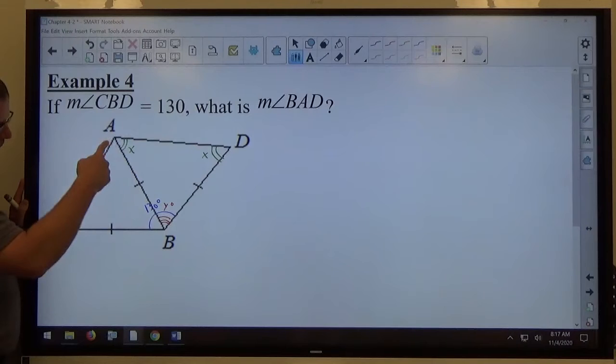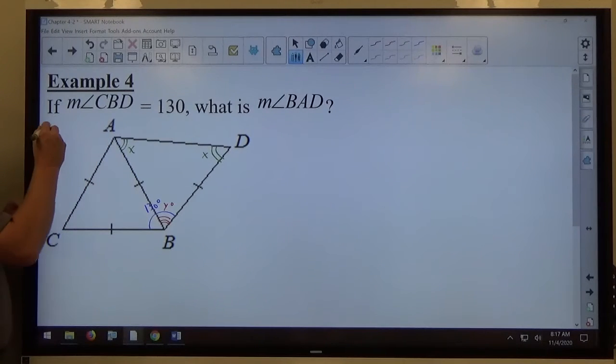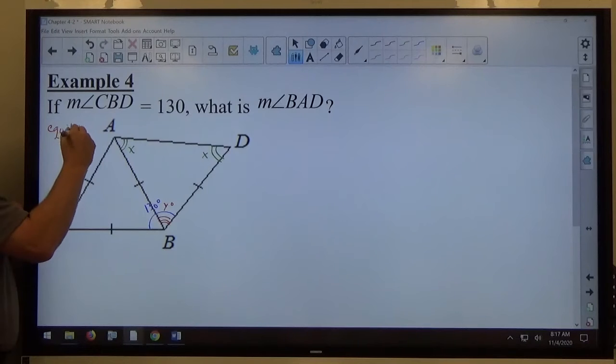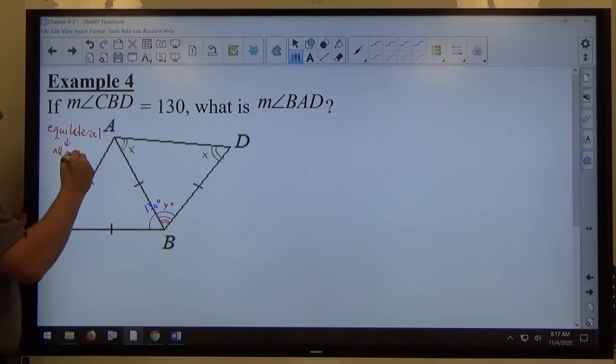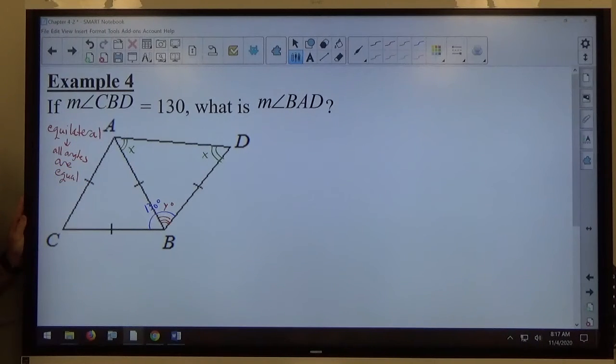Okay. The other triangle, BAC, notice all three sides are equal. This is an equilateral triangle. In an equilateral triangle, all sides are equal. The other fact about an equilateral triangle is all angles are equal. All sides equal, all angles equal. And it is a triangle, right? How many degrees does a triangle have? 180. So if all the angles are equal and they make 180, can everybody see that 60, 60, and 60 would do the trick?